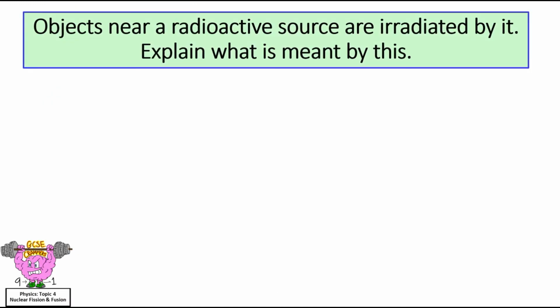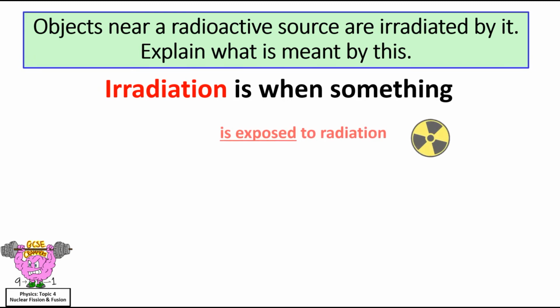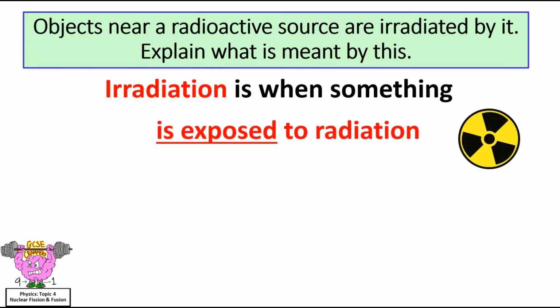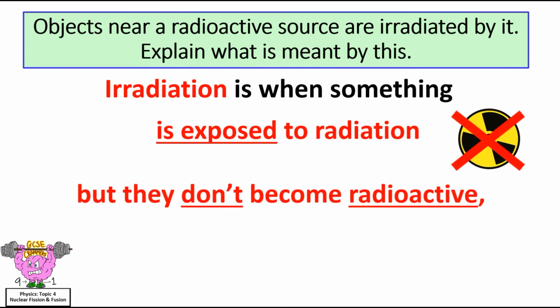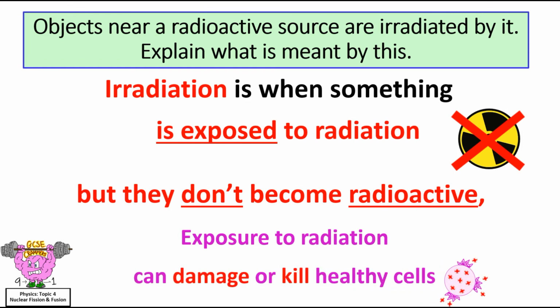Objects near a radioactive source are irradiated by it. Explain what is meant by this. Irradiation is when something is exposed to radiation, but they don't become radioactive. Exposure to radiation can damage or kill healthy cells.